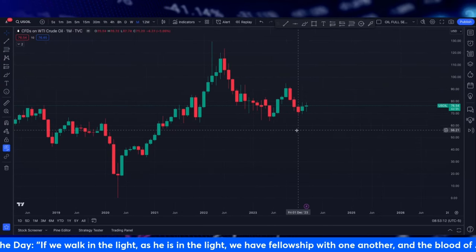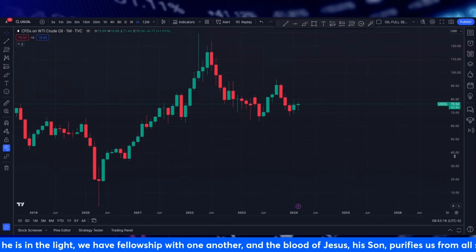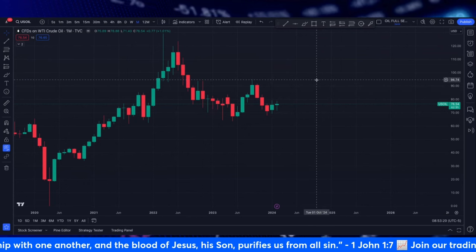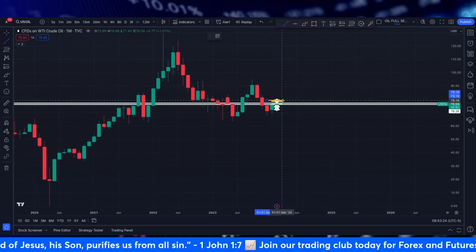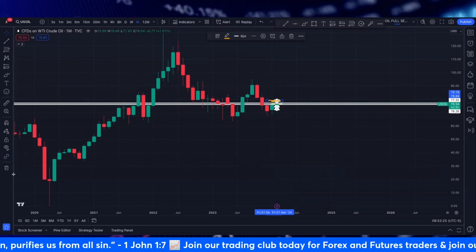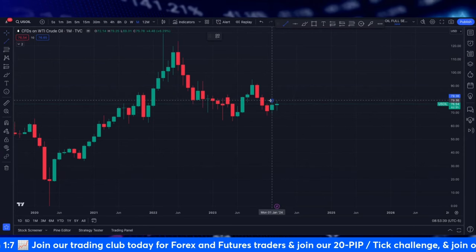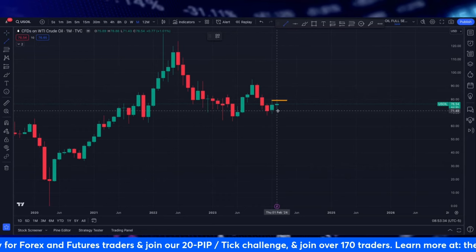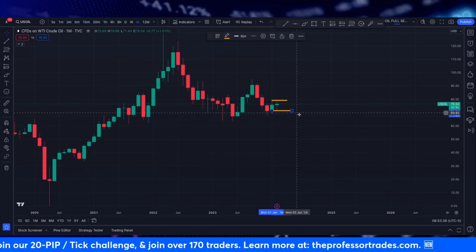As we always do, we are going to start at the current monthly chart. Now we are winding down in the month of February. For now, what we can see is that this has been our high. I'm going to remove these previous drawings. This has been our high over the last few months, and then for February, this has been our low.